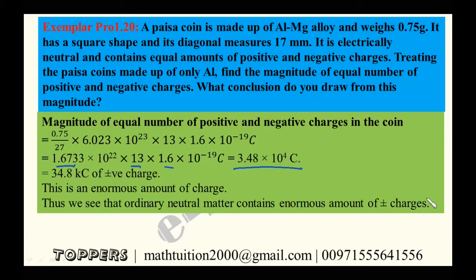It contains enormous numbers of protons, neutrons and electrons, right? Since the neutron has no charge, neglect it. But the proton has positive charge and the electron has negative charge, right? So it has an enormous amount of positive and negative charges.